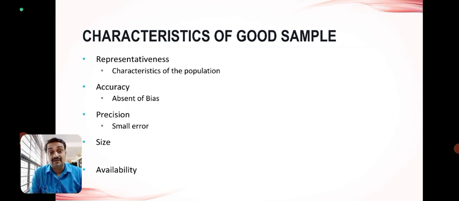The smaller the size of the sample, greater the errors, and greater the size of the sample, smaller the errors. This should be known by each and every researcher of library science. And after selection of sample, you should be able to reach them. That is, each and every unit of the sample should be available for data collection. If these characteristics are matching with the selected sample, then we can say it is a good sample.